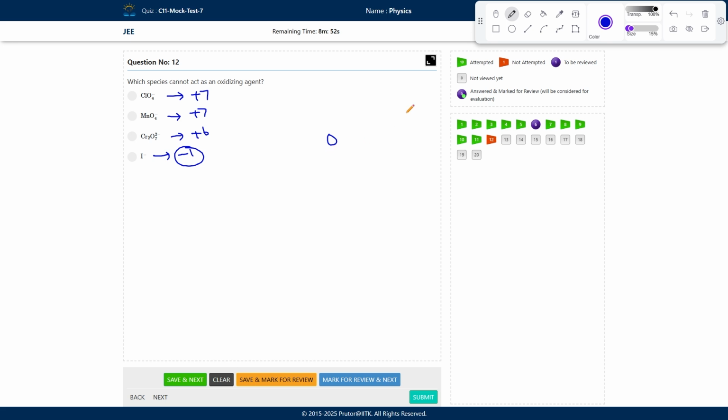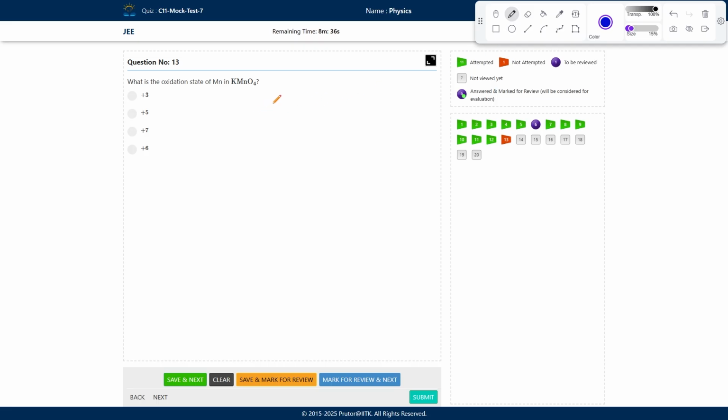But in this case, iodine can never act as an oxidizing agent because it is already in its lowest oxidation state possible. Next question, an easy one. You have to decide what is the oxidation state for Mn. So let us do it.